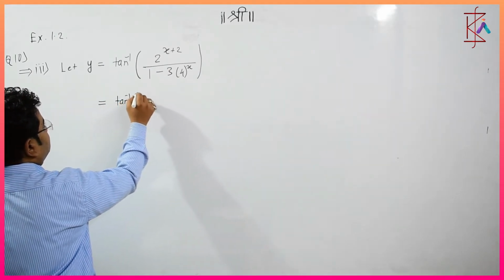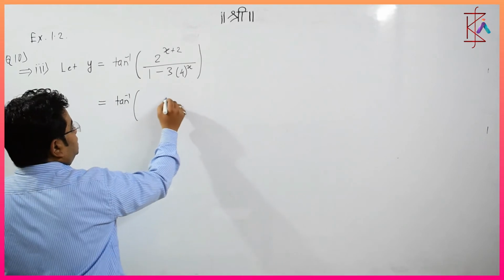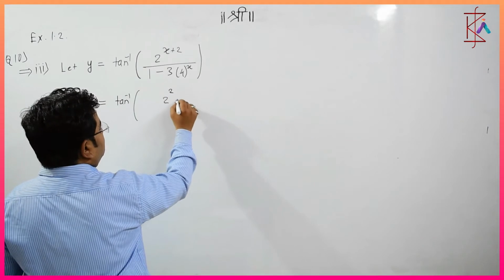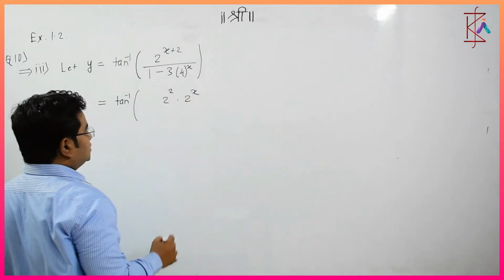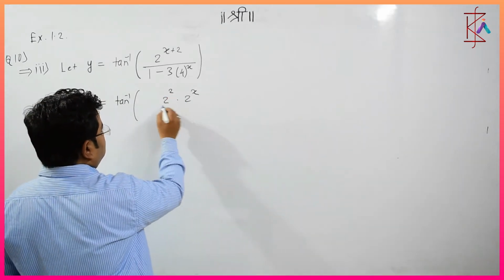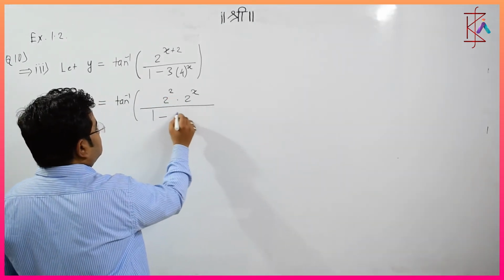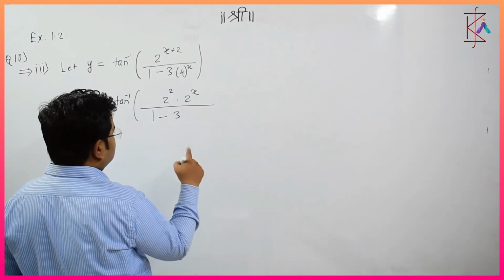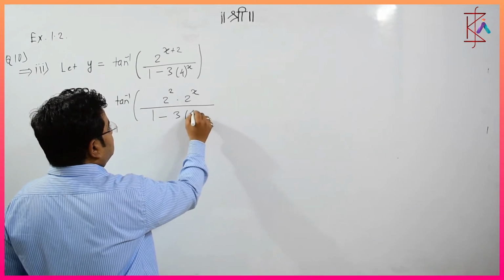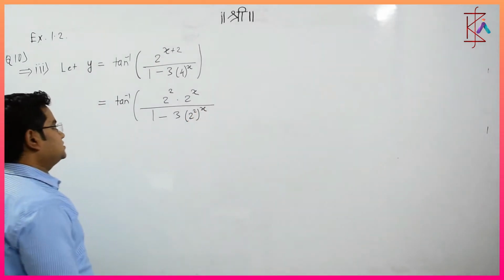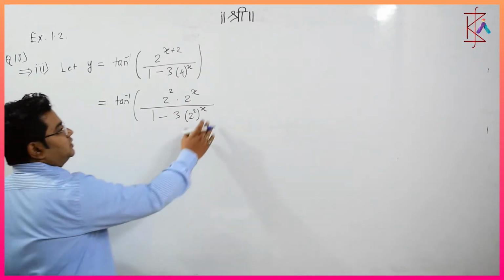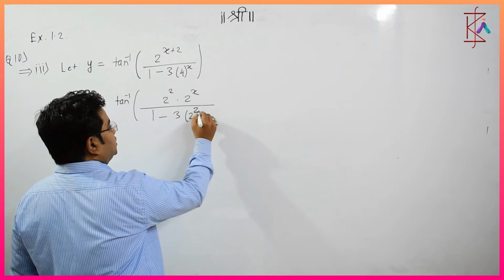So tan inverse of, this is 2 raised to 2 into 2 raised to x. Now what would you like to prefer first, this 2 raised to 2 or 1 minus 3? This is the most important part: 3 into 2 raised to 2 raised to x. Now you will get the hint. 2 raised to 2 raised to x is nothing but 2 raised to 2x.